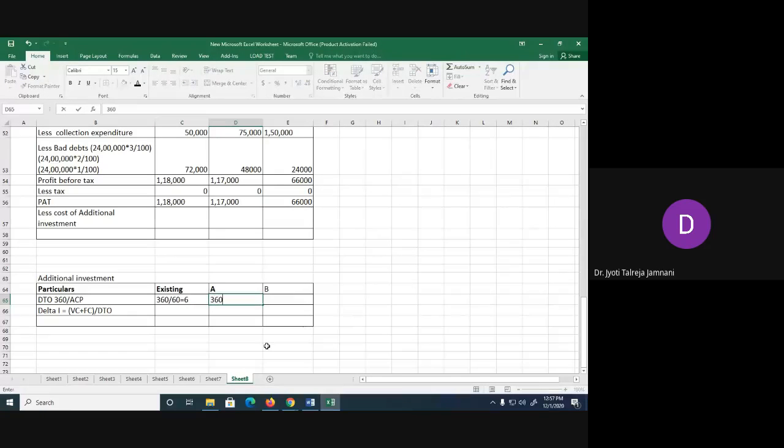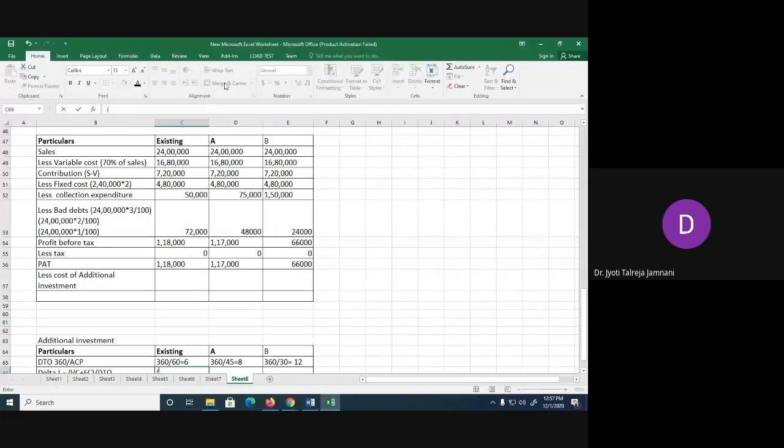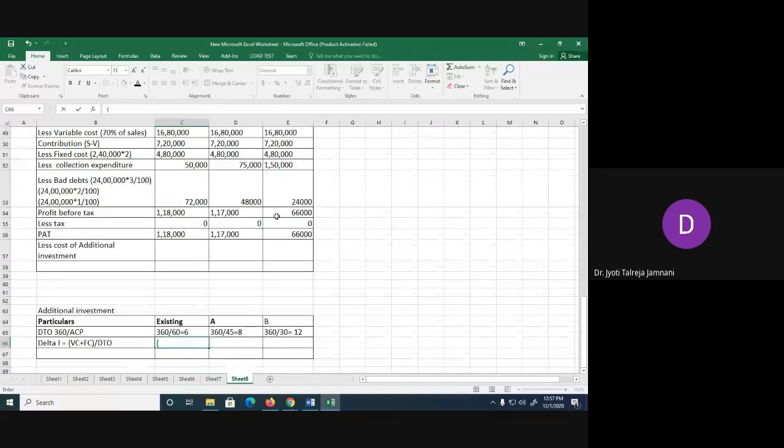1.5 months means 360 divided by 45 days, 30 days in 1 month and 15 days in half a month. So 360 divided by 45 you will get as 8 times. And 360 divided by 30, because in the third case it is 1 month, you get it as 12 times. Now variable cost plus fixed cost divided by debtors turnover ratio is the formula. So variable cost is 16,80,000 and fixed cost is 4,80,000, same in all the three cases.